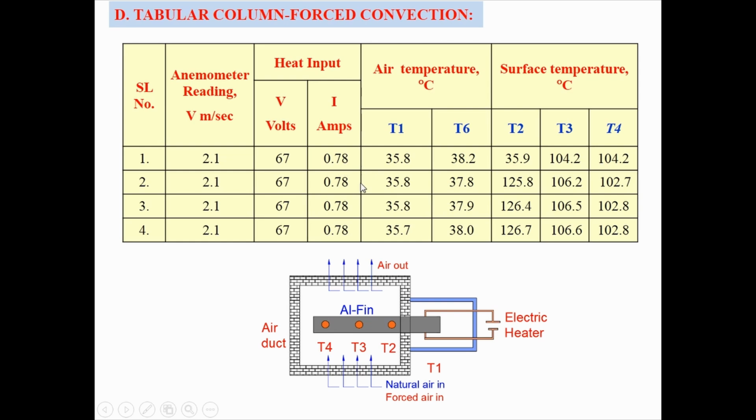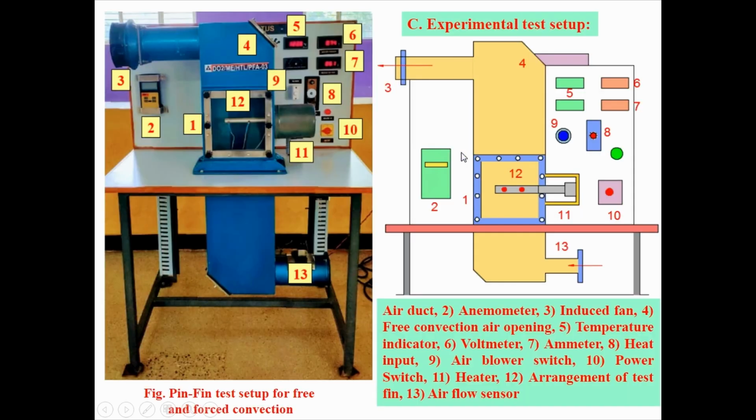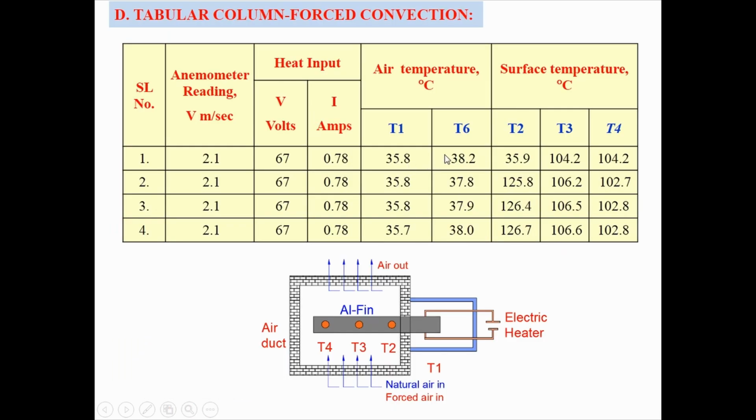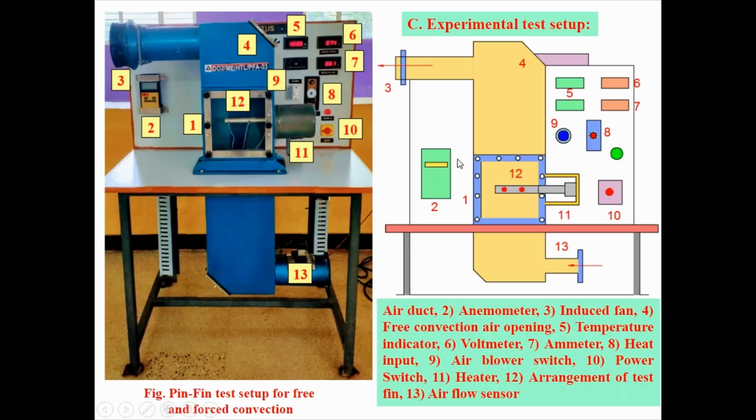Okay, next, air in T1 and T6, where T1 represents the air inlet temperature and T6 represents the air outlet temperature. Here T6 is for forced convection, whereas T5 represents free convection. You have to take care here. T6 represents the air outlet temperature for forced convection. T5 represents the air outlet temperature for free convection. Here we are doing forced convection, so you have to take T1 and T6. After this, as I told you, there will be 3 thermocouples.